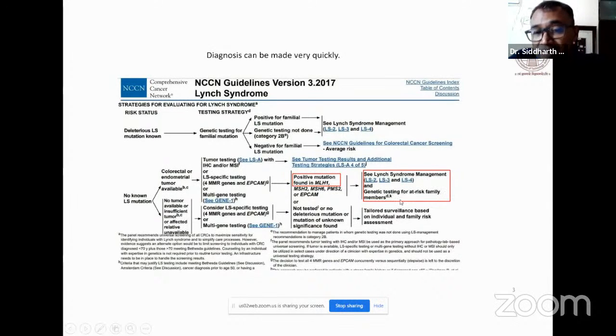Genetic testing of at-risk family members. So you can see how quickly the patient management shifts from something as simple as isabgol, drink more water and things like that, eat more roughage, to suddenly Lynch syndrome.